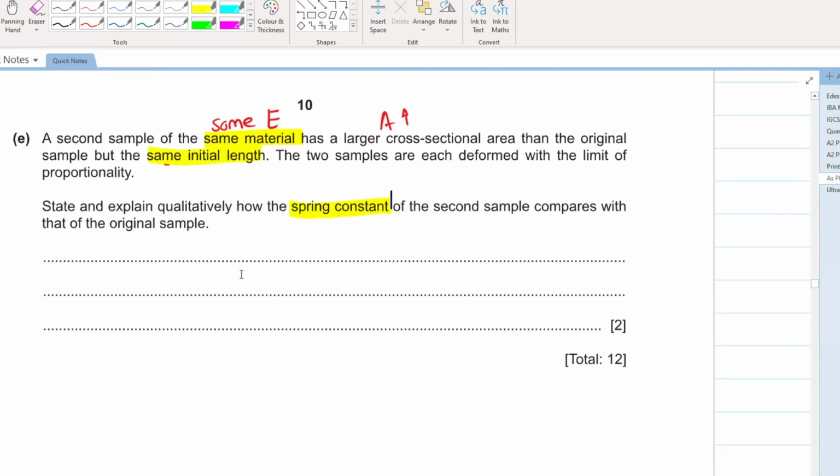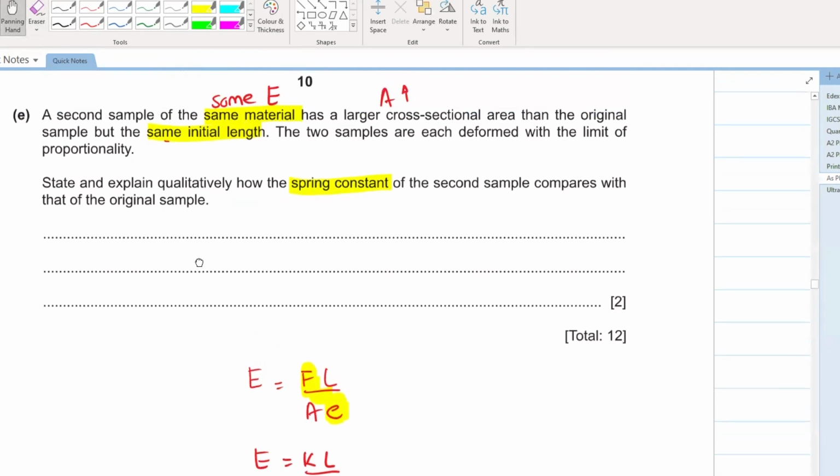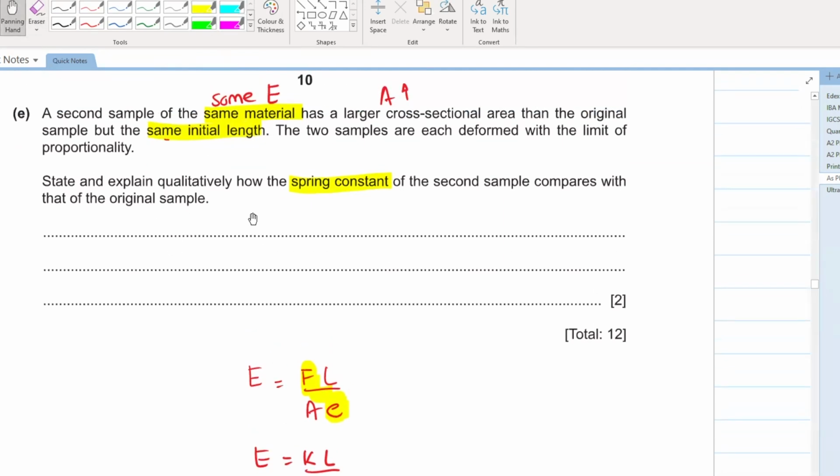Beta, I need your undivided attention on the board. Do you remember that Young's modulus is equal to what? FL over AE. Now, F over E is represented by what? It is represented by spring constant. Perfect. Now, please pay attention, analyze each thing very carefully. If you notice, Young's modulus is constant. If you notice, length L is same.